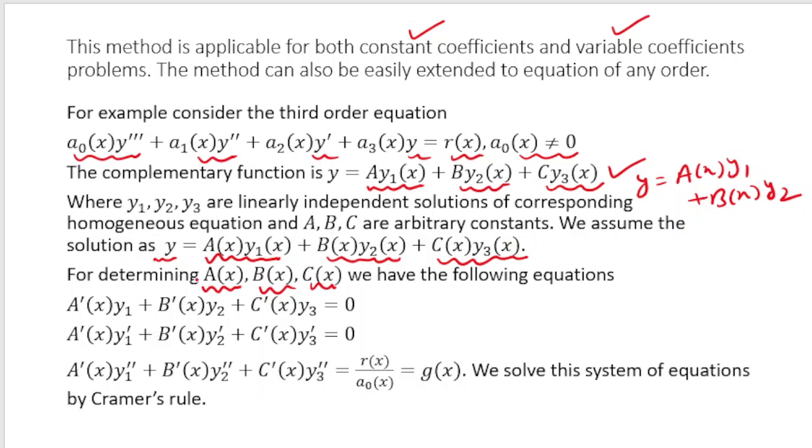And how to get this a(x), b(x) and c(x), because y1(x), y2(x) and y3(x) we already know. So to determine this, we are going to use these three equations, and these three equations are what: a dash(x) y1, b dash(x) y2, c dash(x) y3, then a dash(x) y1 dash, b dash(x) y2 dash, c dash(x) y3 dash, and you can see a dash(x) y1 double dash, b dash(x) y2 double dash, and c dash(x) y3 double dash, which is equal to r(x) by a naught(x), that is the right hand side divided by the coefficient of the highest order term, g(x), right? So that I am calling g(x). So I hope it is clear. Now this is a system of equations, and this system of equations we need to solve by Cramer's rule.